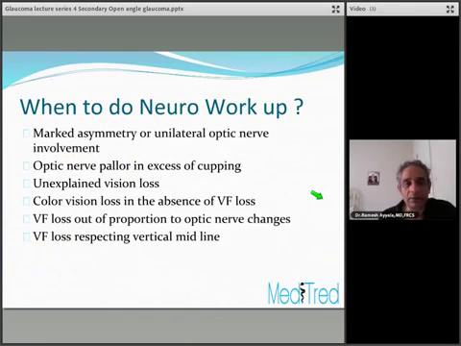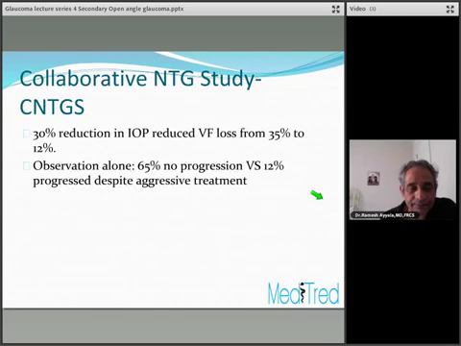So when to do a neuro workup in these patients? When there's marked asymmetry or unilateral optic nerve involvement, optic nerve pallor in excess of cupping, unexplained vision loss, color vision loss in the absence of vision loss, visual field loss out of proportion to optic nerve changes, and visual field loss respecting the vertical midline. Any of these changes, you need to work up these patients by ordering an MRI and ruling out intracranial pathology.